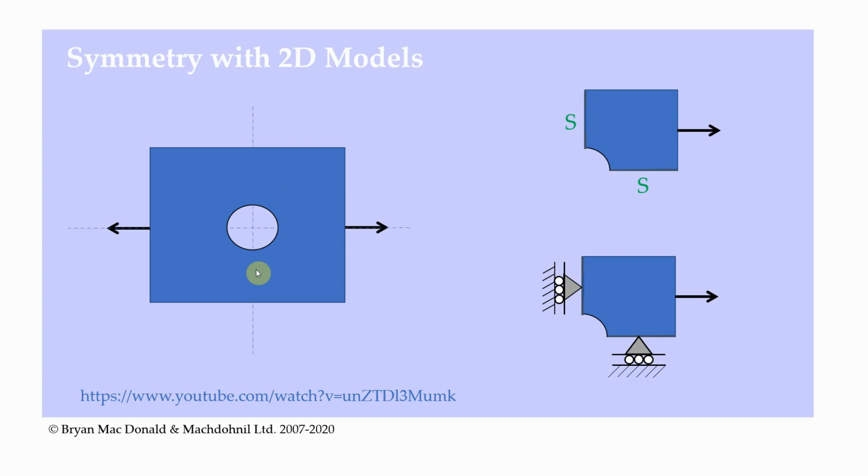But just very briefly, if we look at our plate with a hole problem, we have a plate with a hole that's symmetric about two planes. If we have a plane through here and a plane through here, it's symmetric in both those directions, and we have the same force applied either side.